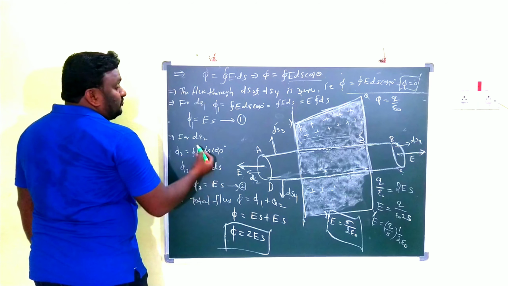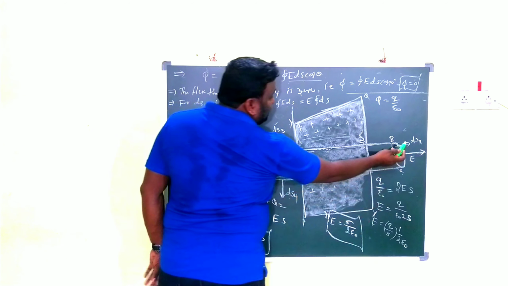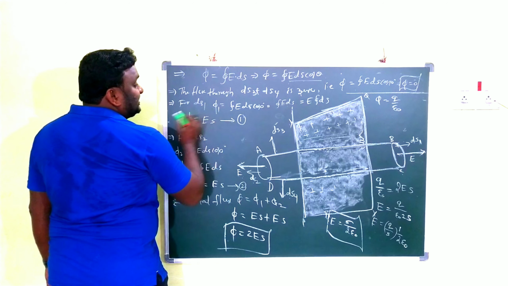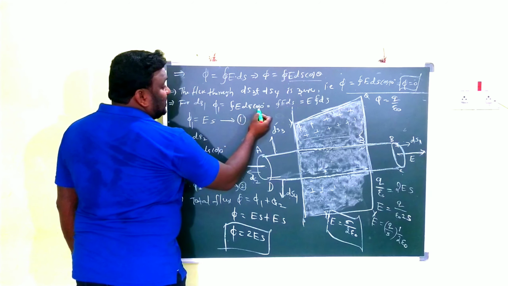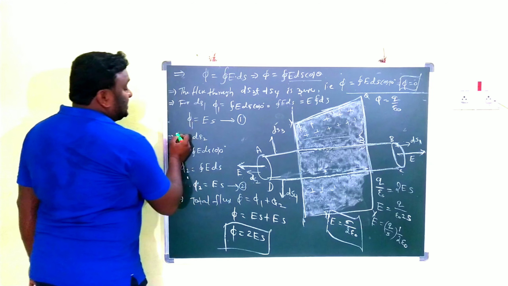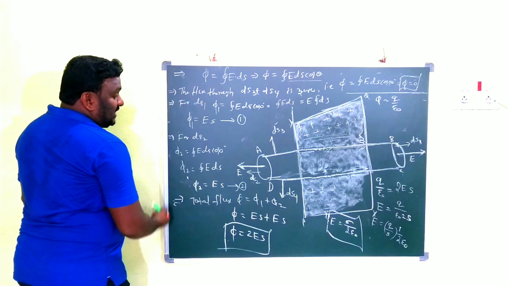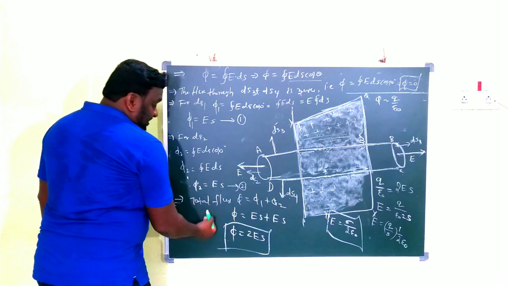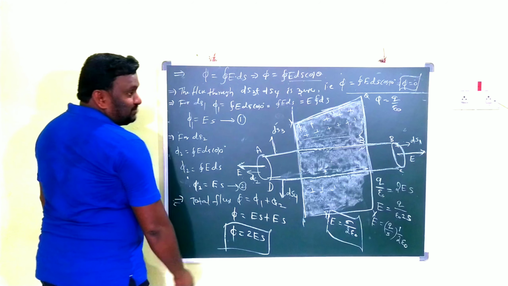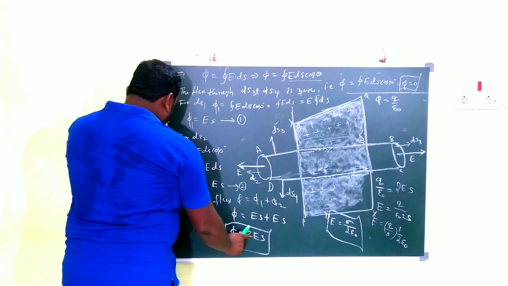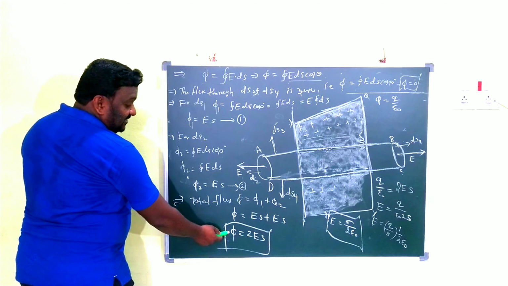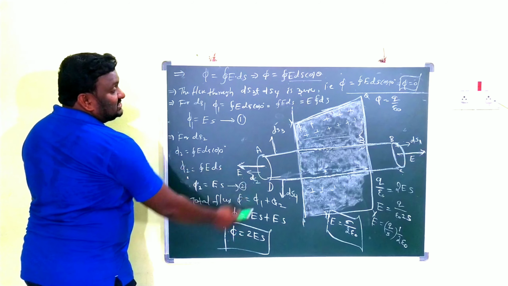Now after that we are writing for ds1. Here ds1 is parallel to the E. Then phi 1 is equals to closed integral E ds cos 0, because both are parallel. That's what you get. The flux for ds1 is Es. Similarly for ds2 also we get the same thing, Es. So the total flux is now what? Phi is equals to phi 1 plus phi 2. That means phi is equals to Es plus Es, then phi is equals to 2Es. So this is the total flux through the Gaussian surface.